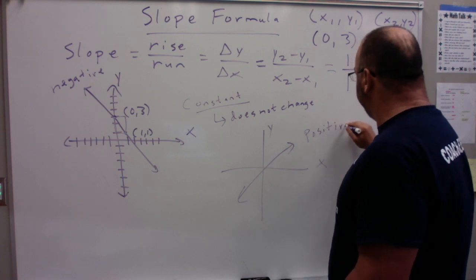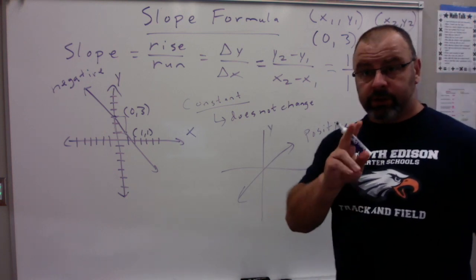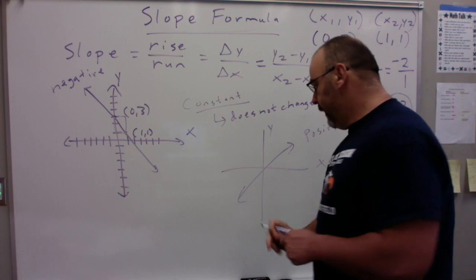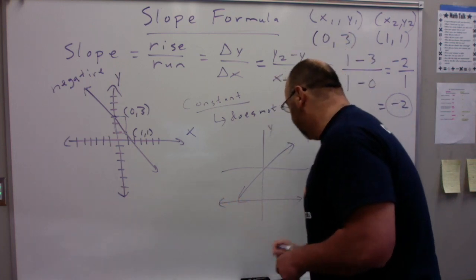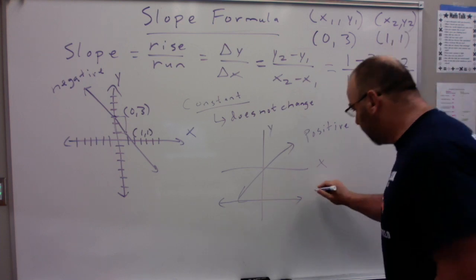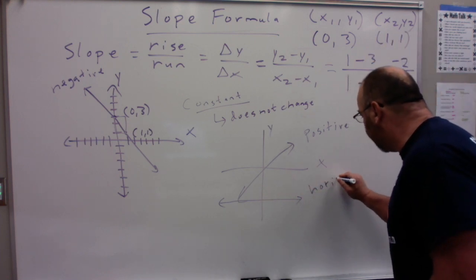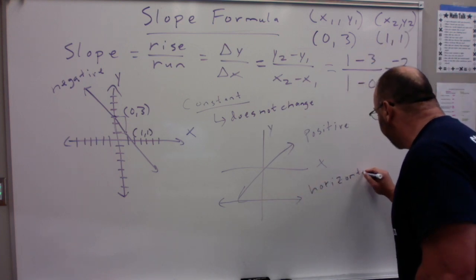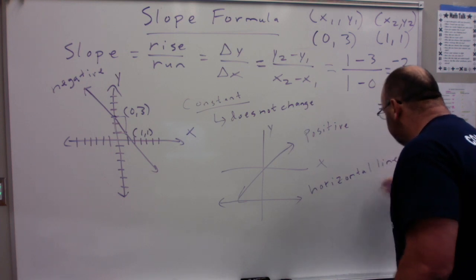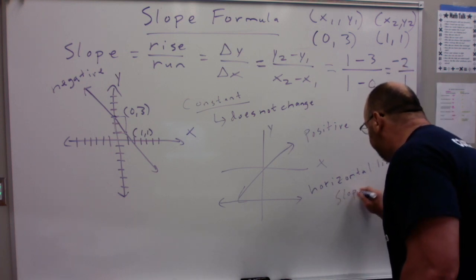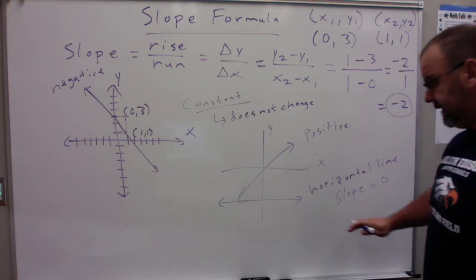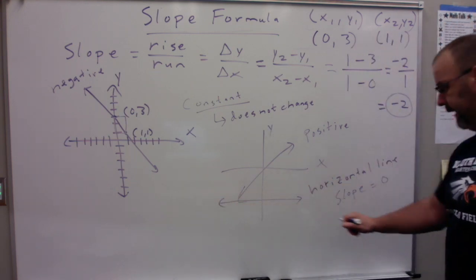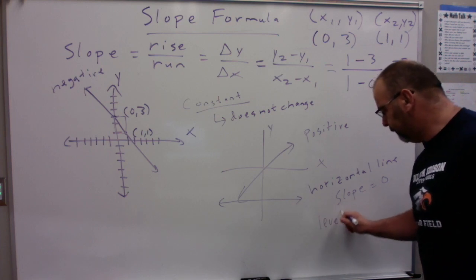Now, two other situations with slope. If a line is horizontal, if this is a horizontal line, we're going to write this out. Horizontal line, then the slope is always going to equal 0, because it's not sloping, it's level.